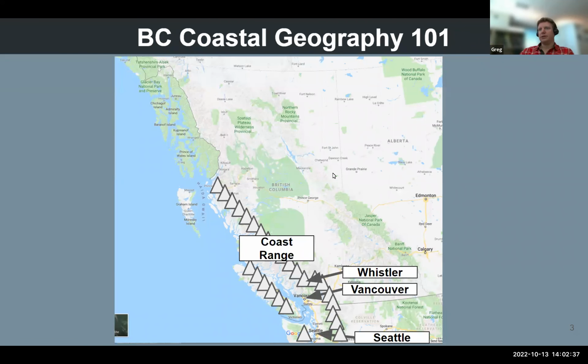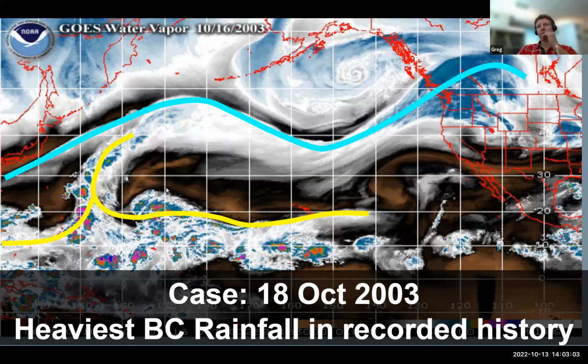So just basic coastal geography for people that maybe just moved here. Basically the whole west coast of BC is lined with mountains. That's the Coast Range. We also have the Vancouver Island Range, and we also have the Olympic Mountains down here in Washington State. And this will be important when we talk about the orographic precipitation component of atmospheric rivers.